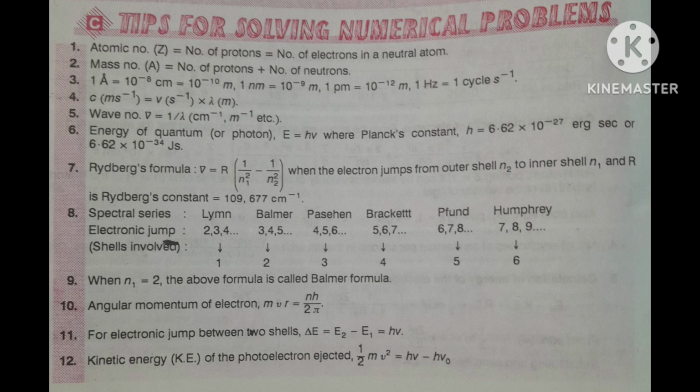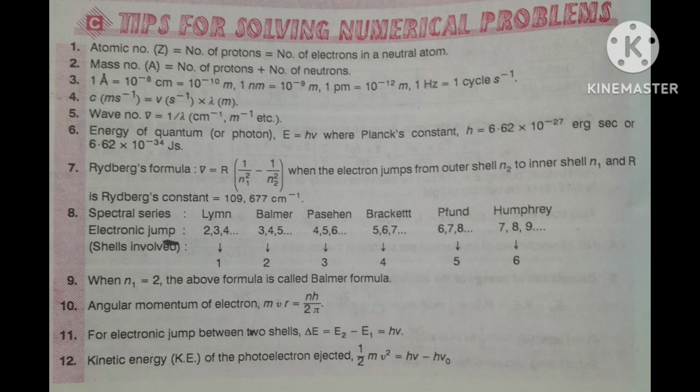Next relation, energy of quantum or photon. E, capital E means energy, that is equal to h nu, where nu means frequency and h is the Planck constant. Planck constant h is equal to 6.62 into 10 to the power minus 27 erg second, or 6.62 into 10 to the power minus 34 joule second.